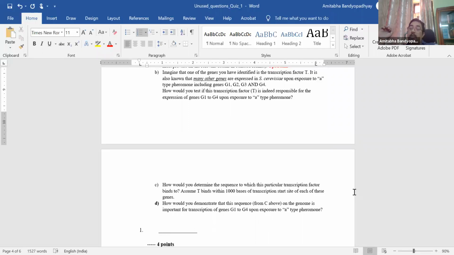You will do site-directed, homologous recombination mediated knockout of T in yeast, and then you treat it with A-type pheromone. Yes. And in parallel, a normal cell. Yes. In the normal cell, if you can detect G1 through G4 by RT-PCR and not in the T knocked out cell, then only you can say that T is responsible. Yes. Just knocking out T may not, if you do not get the 4 genes, that may mean that T is responsible. That may also mean that X, which is responsible, is not turned on because you have not treated with the A-type pheromone. Yes. Okay.